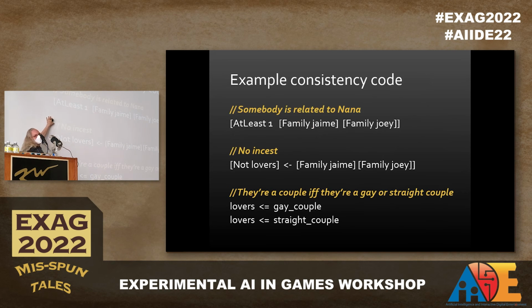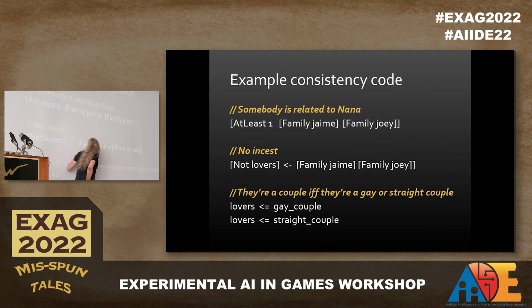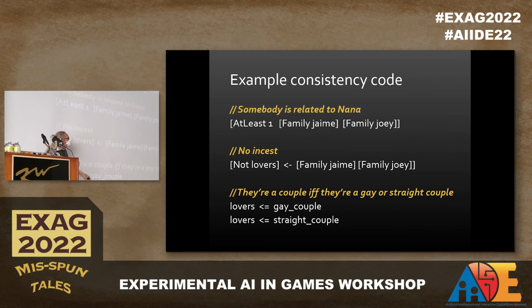So here's a subset of a domain theory for this. At least one of Jamie's family and Joey's family must be true. If they're both family, they're not lovers. And they're lovers if and only if they're either a gay couple or a straight couple.